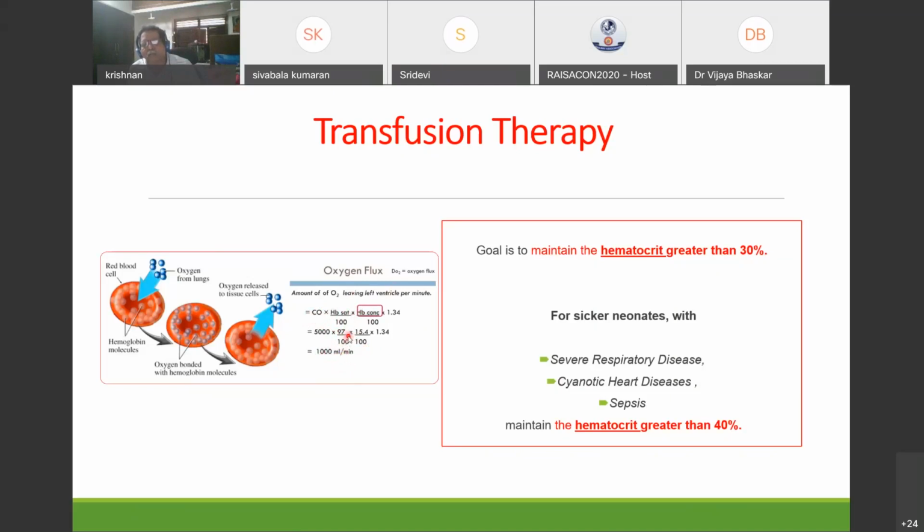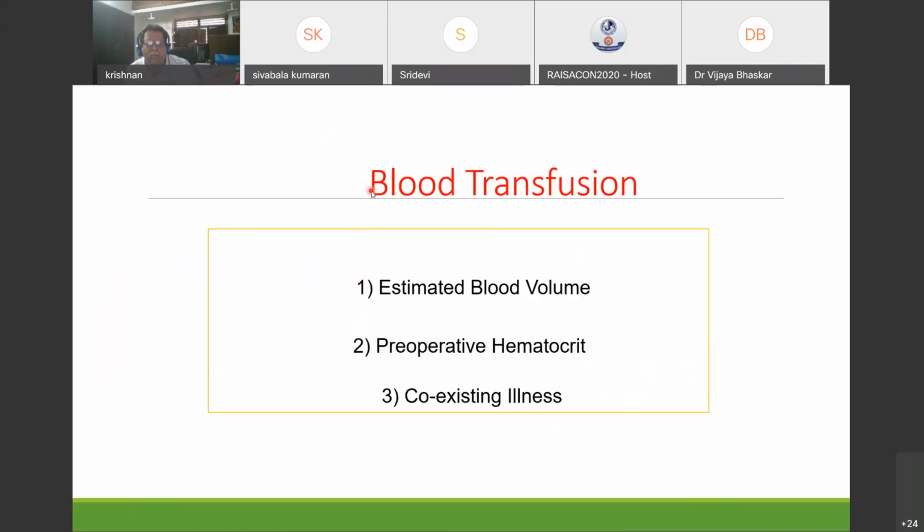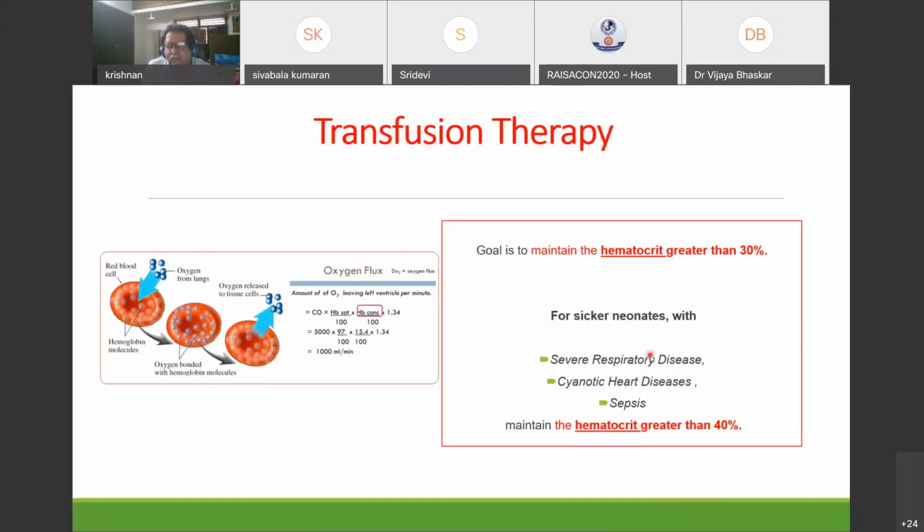Okay? For that, we need to give blood transfusion. For giving blood transfusion, there are certain basic things you have to do preoperatively. For every patient whom you suspect needs blood transfusion, first you calculate the estimated blood volume of the patient. Then you see the patient's investigations, see the preoperative hematocrit level, and see whether the patient has any coexisting illness like severe respiratory disorder, cyanotic heart disease, or sepsis, where you have to maintain a higher hematocrit.